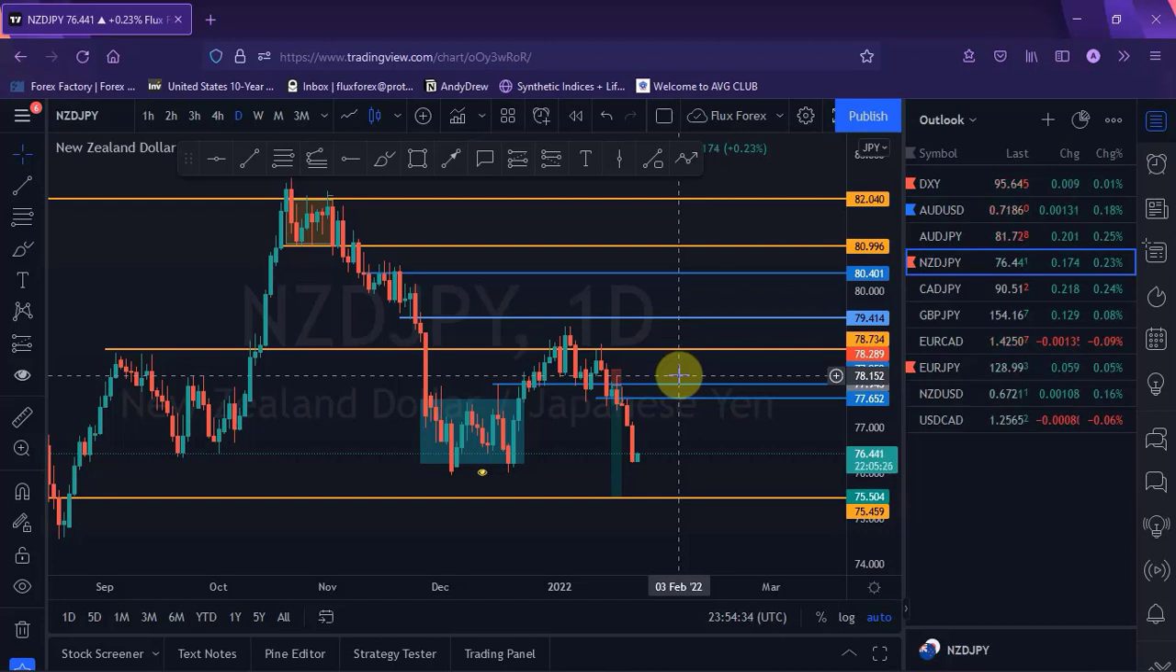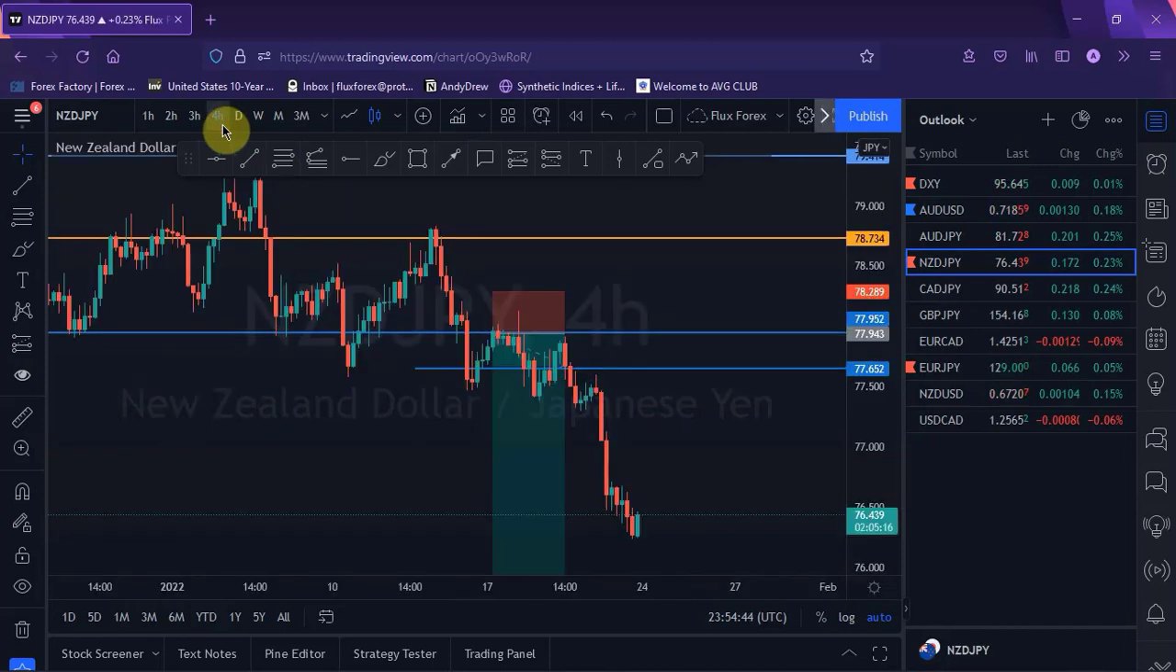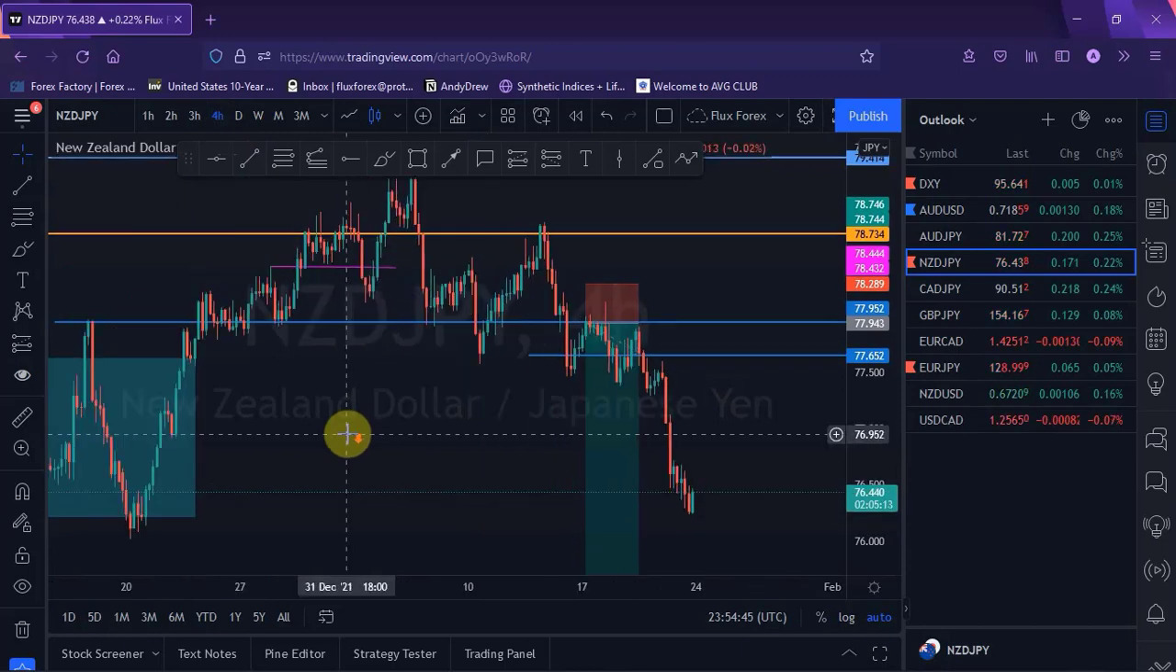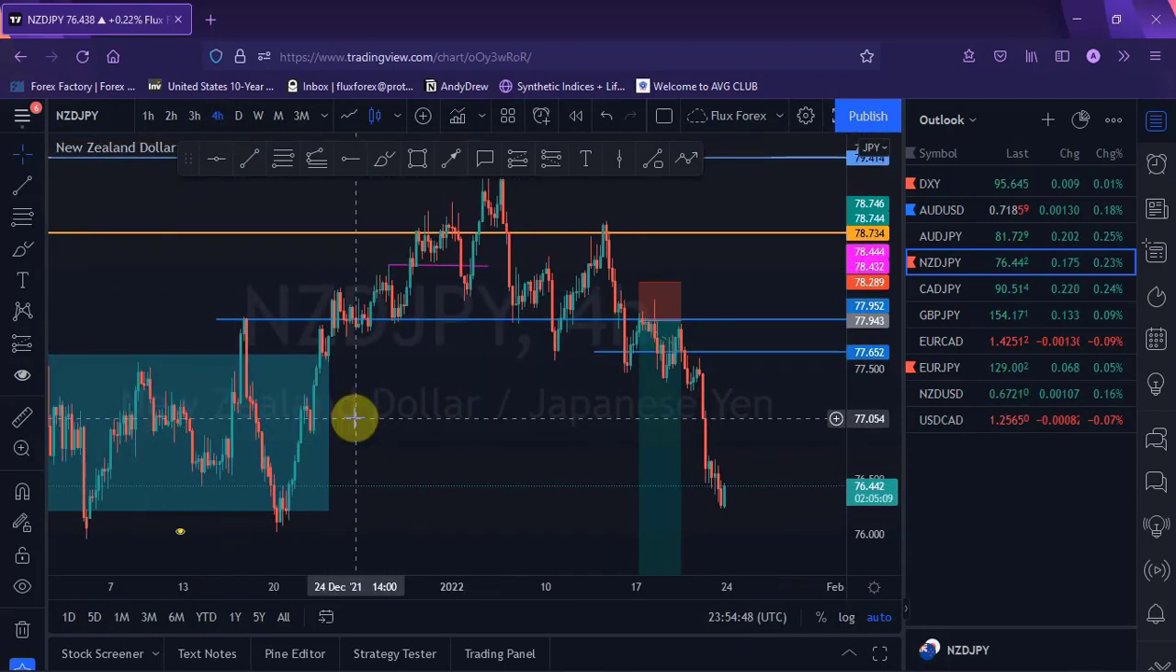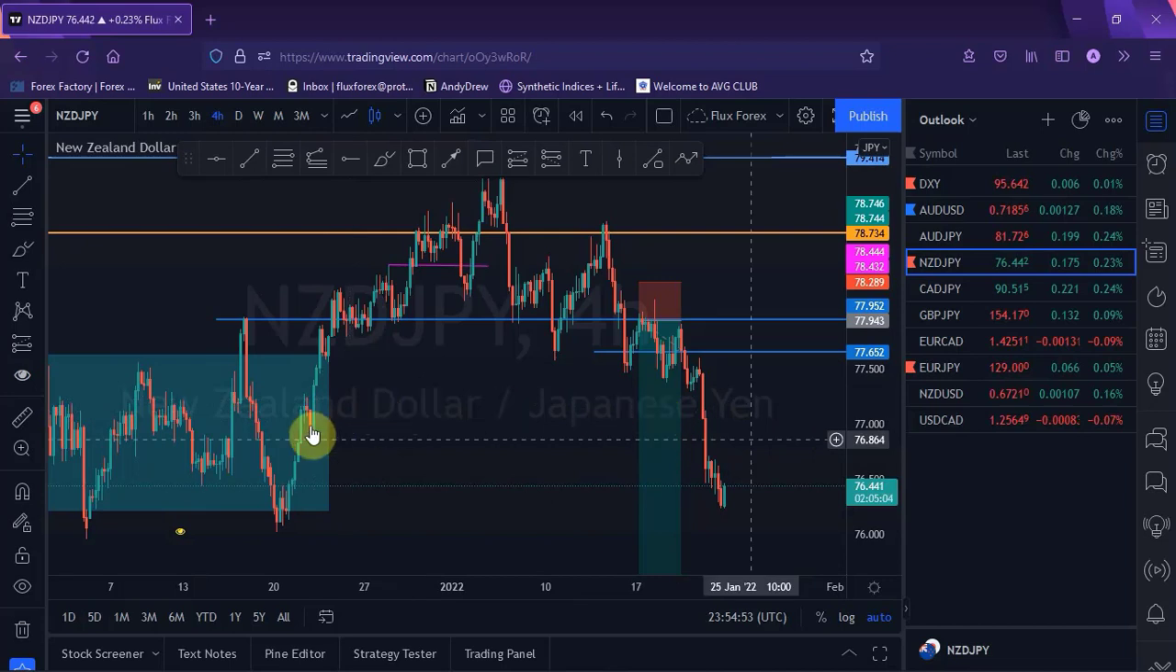So that is that for NZDJPY. Going into next week, I'm looking for sales. I'll wait for price to retrace into this other block you're seeing here. It broke it, so once it broke it, we expect that it will come back to retest it and then move to the downside.